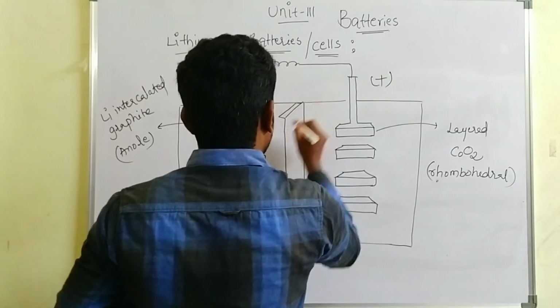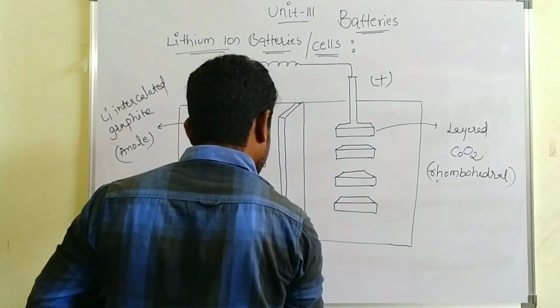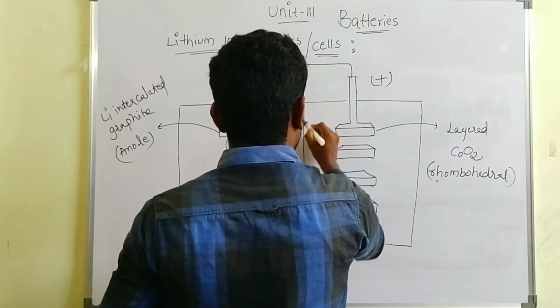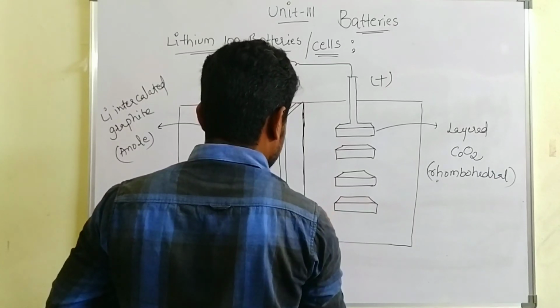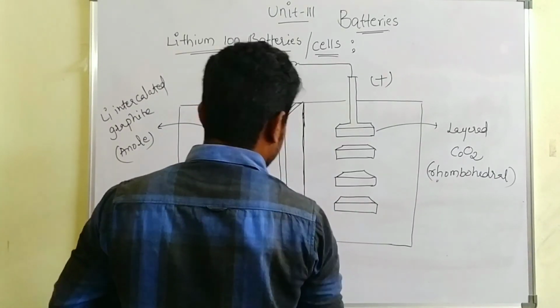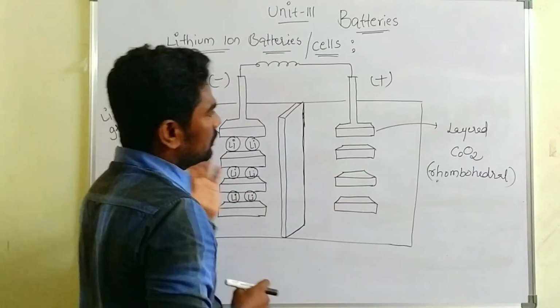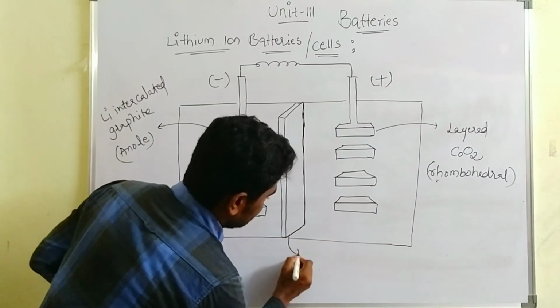Which is made from perforated plastic, which allows the lithium ions through the electrolyte from one electrode to another electrode. This is the separator.